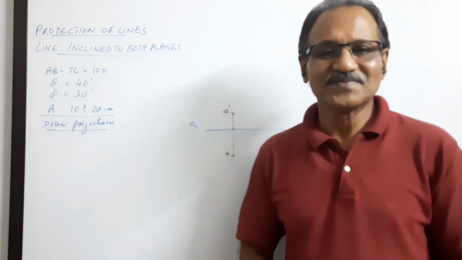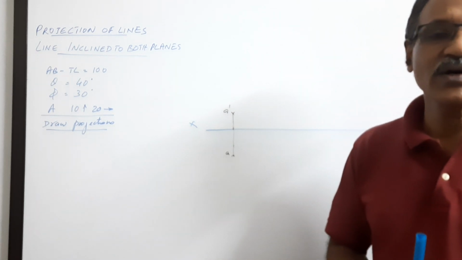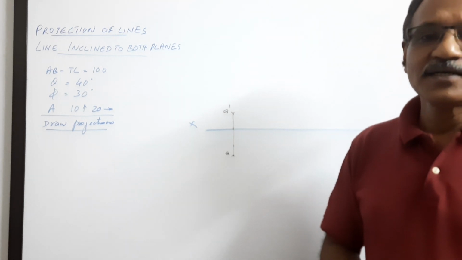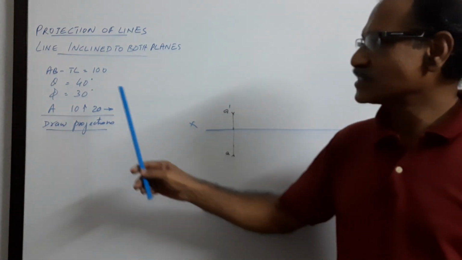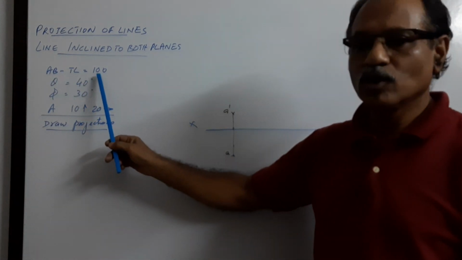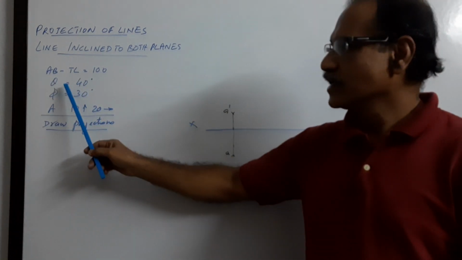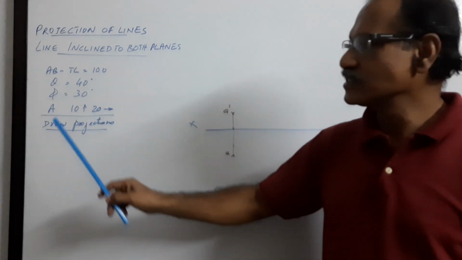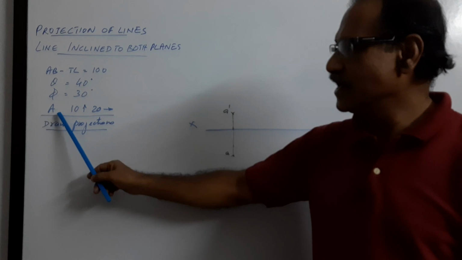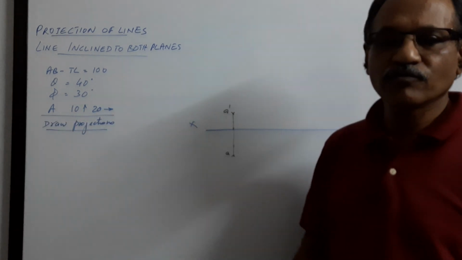Hi students, we are going to draw a line inclined to both planes. I have written down the abstract of the question here. Line AB 100 mm long, true length 100, inclination to HP theta is 40 degrees, inclination to VP phi is 30 degrees. The line has got the end A 10 mm above HP and 20 mm in front of VP.